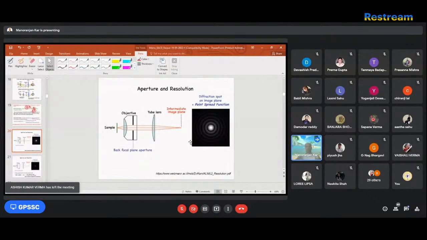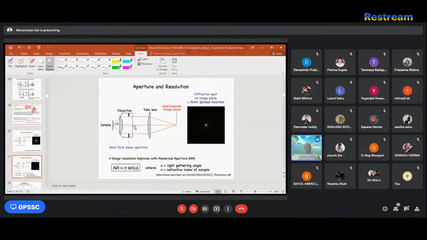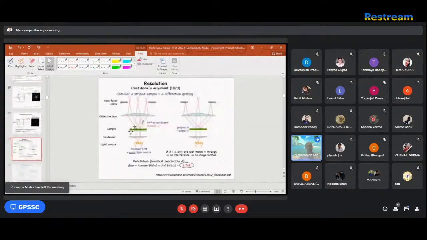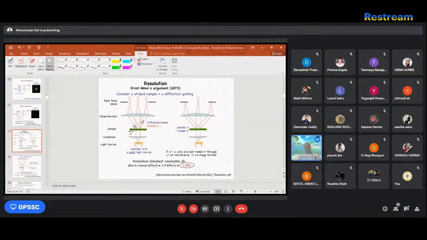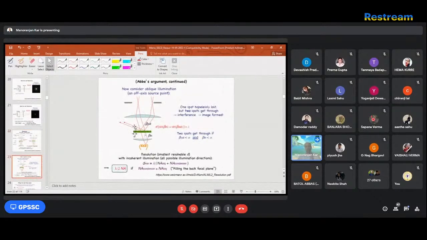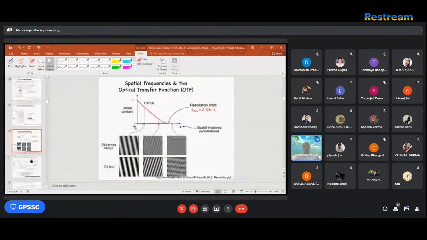These are some basics that you can realize. If you want to really understand, please go back. I don't have time to go through these basics, and you will see how the aperture and resolution are related. The resolution depends upon the aperture, and we can develop this theory, but I'll go directly to the Ernst Abbe formula.